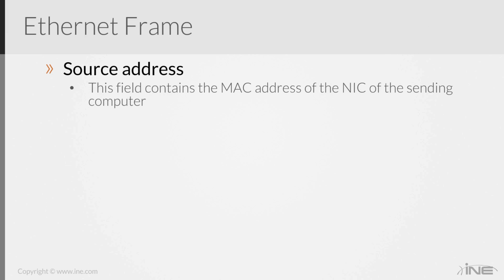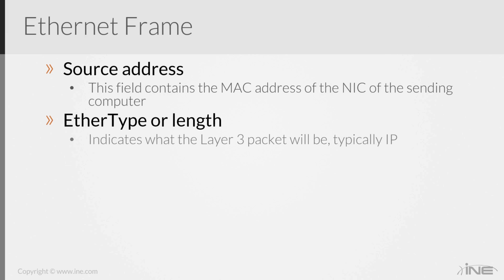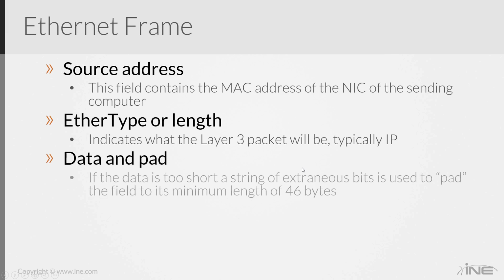The source address is the MAC of the sending computer. The EtherType value typically indicates what the layer 3 packet will be, typically IP, 0x0800. There's a bunch of other EtherType values. You're free to look them up at your own leisure. Data and pad: if the data is too short, a string of extraneous bits is used to pad the field to its minimum length of 46 bytes. It is possible. I really wouldn't worry about that too much.